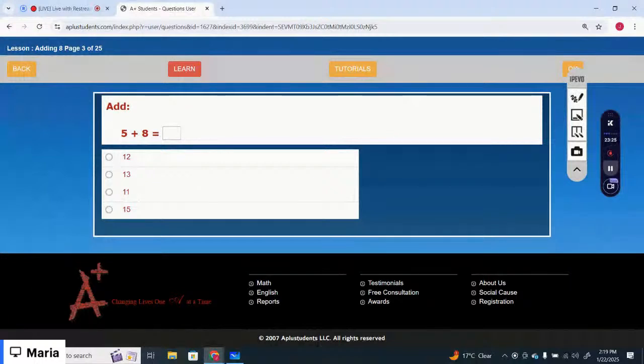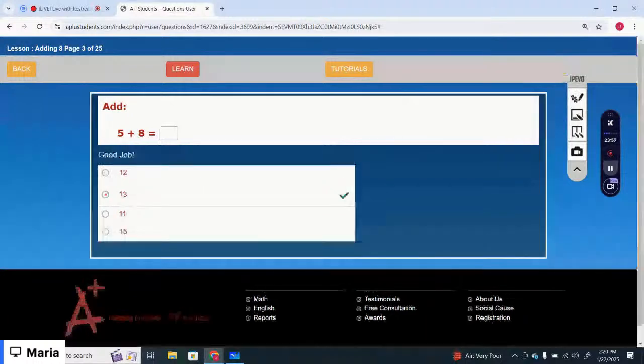Eight plus 5 makes 13. The correct option is option number 2. Very good.